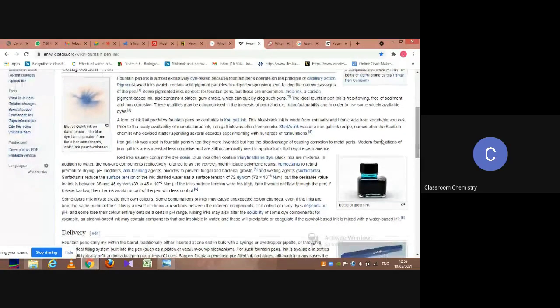Now we know that the surface tension of water is 72 dyne per centimeter, but the desirable value for ink is between 38 to 45. Okay, if the ink surface tension is too high, then it would not flow through the pen. Okay, तर त्यामुळे त्याचं आपल्याला सरफेस टेन्शन जे आहे इंकचं ते कमी करावं लागतं, नाहीतर काय होईल, त्याचं फ्री फ्लोईंग होणार नाहीये, स्मूथपणे ते बाहेर येणार नाही आणि तुमचं अक्षर किंवा तुम्ही जे काय लिहाल ते व्यवस्थित होणार नाहीये.